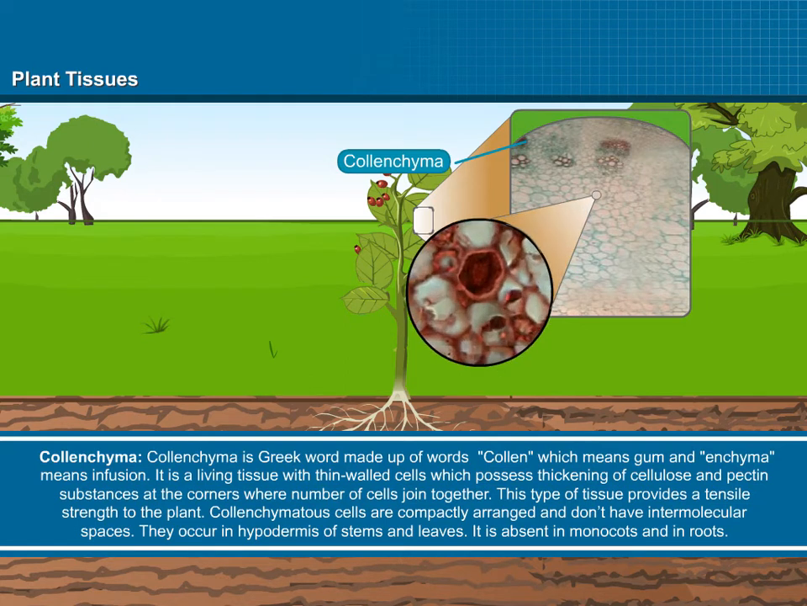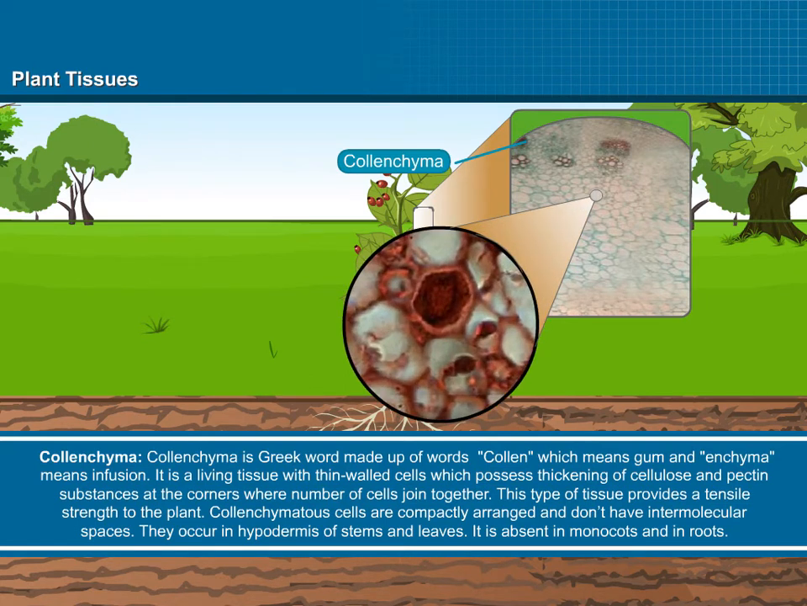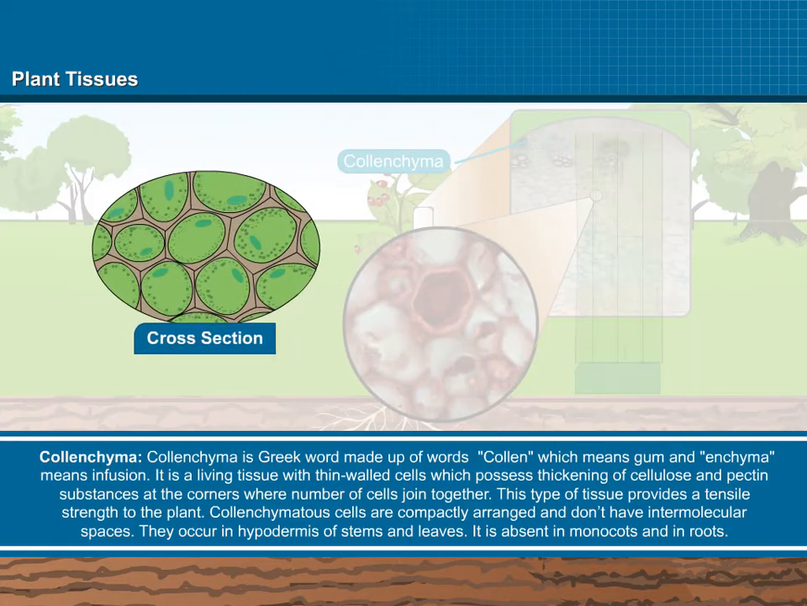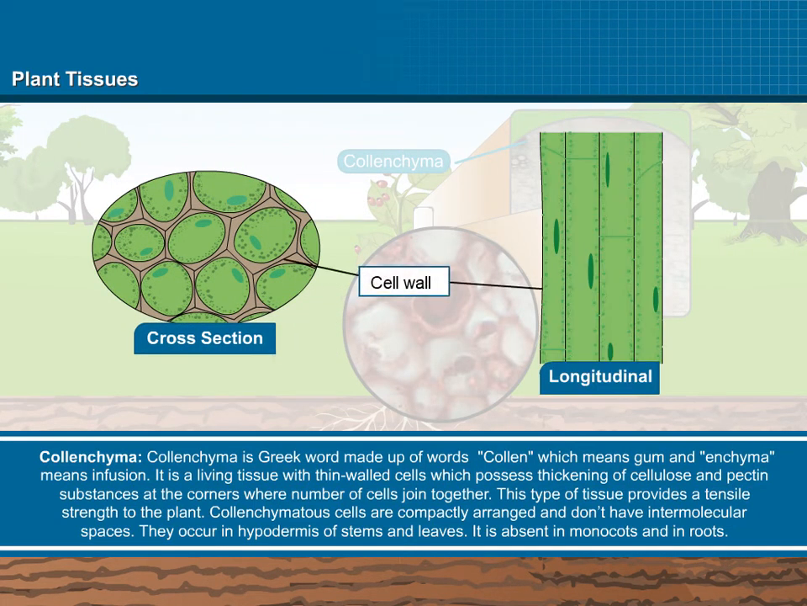Collenchyma. Collenchyma is a Greek word made up of the words collen, which means gum, and enchyma, means infusion. It is a living tissue with thin-walled cells which possess thickening of cellulose and pectic substances at the corners where numbers of cells join together. This type of tissue provides tensile strength to the plant.